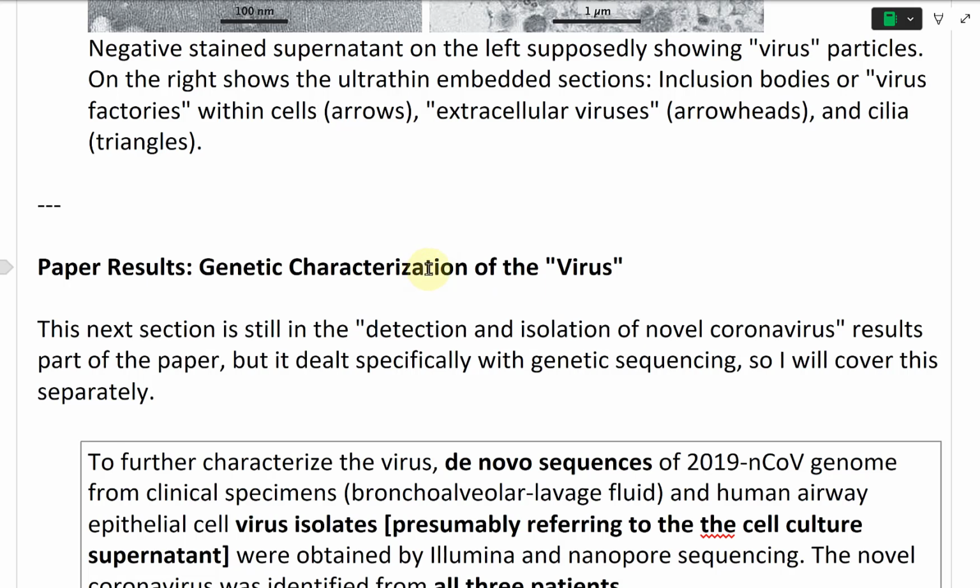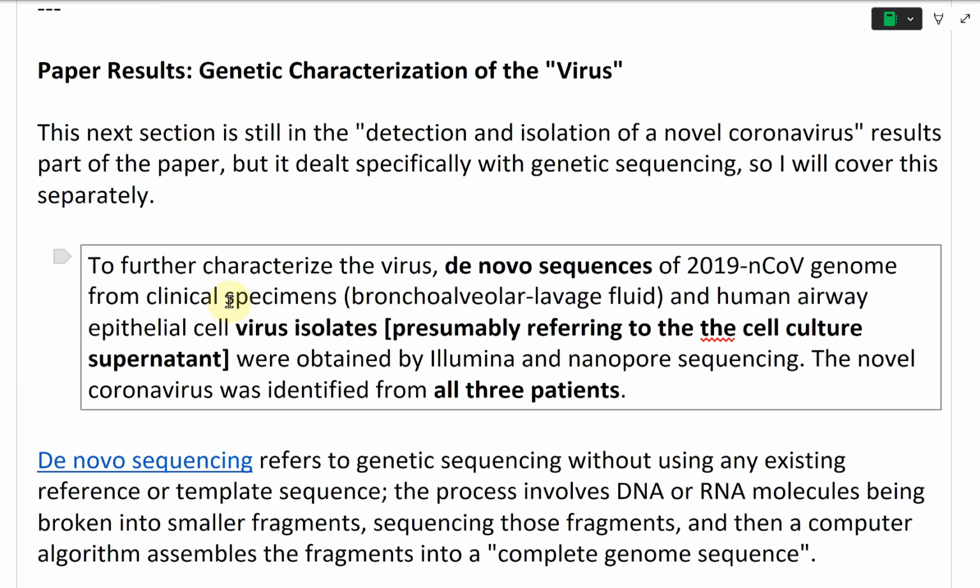All right, and now let's continue further and take a look at the next part of the paper results, the genetic characterization of the "virus." This section is still in the "detection and isolation of a novel coronavirus" results part of the paper, but it dealt specifically with genetic sequencing, so I'll cover this separately. So going further, to further characterize the virus, de novo sequences of 2019-nCoV genome from clinical specimens, bronchoalveolar lavage fluid, and human airway epithelial cell virus isolates, presumably referring to the cell culture supernatant, were obtained by Illumina and nanopore sequencing. The novel coronavirus was identified from all 3 patients.